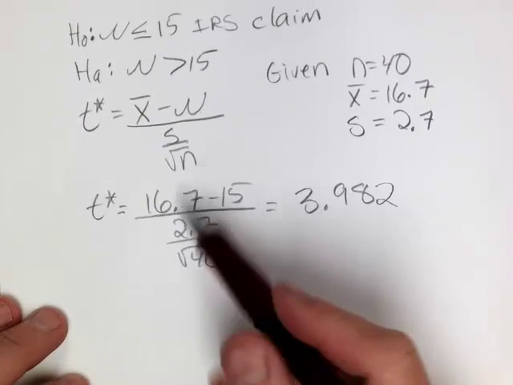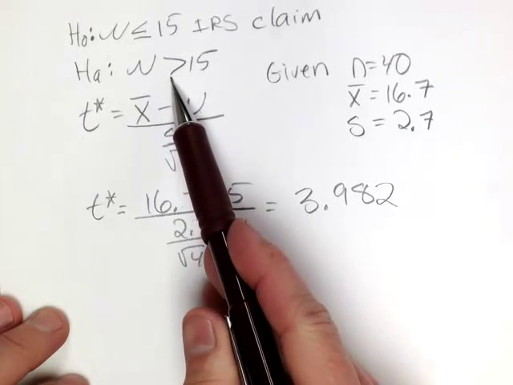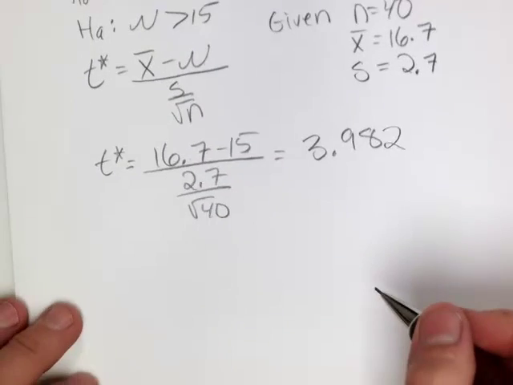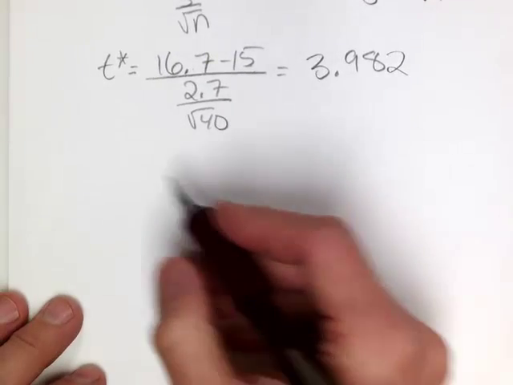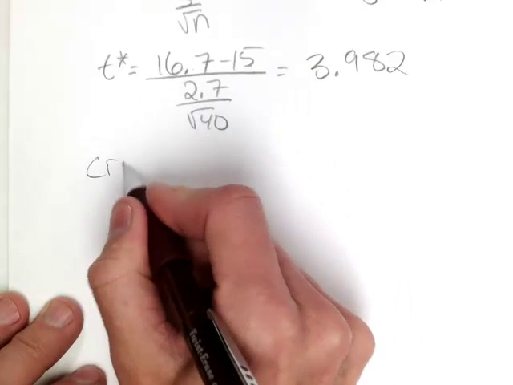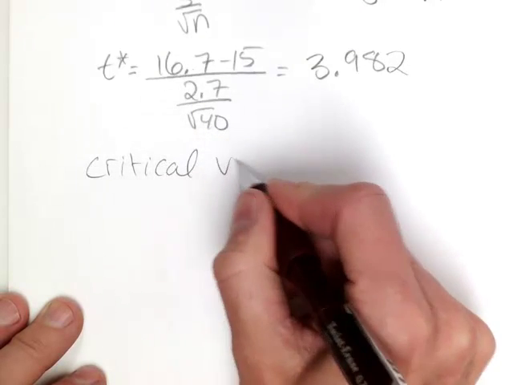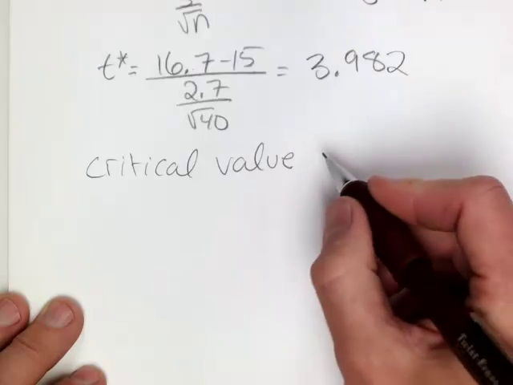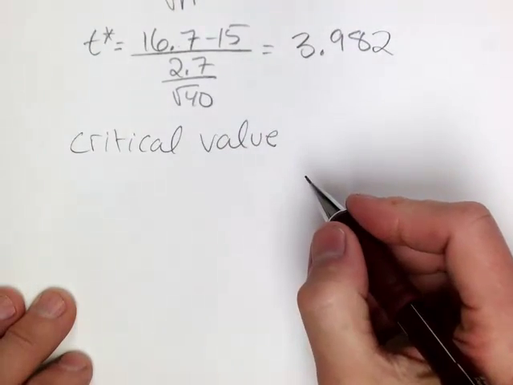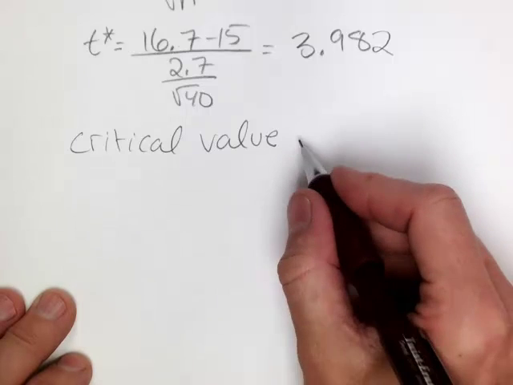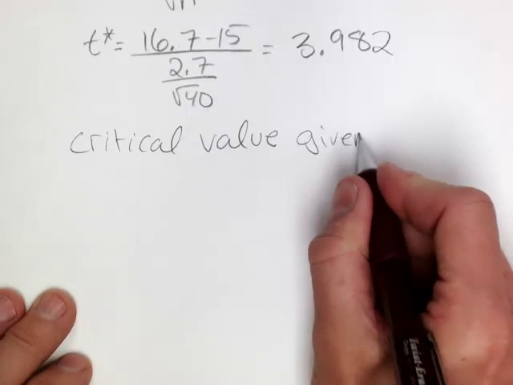Now we need to go ahead and find the critical value. I'm only going to have one because this is an upper tail test. I want to shade the rejection area, so I want to draw the distribution and find the critical value. I need to use the level of significance given. Alpha is 0.01.